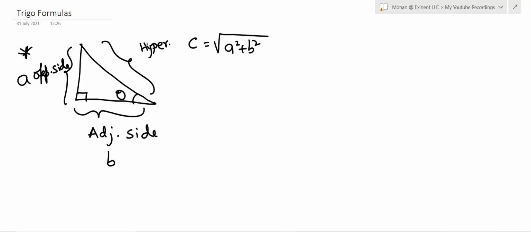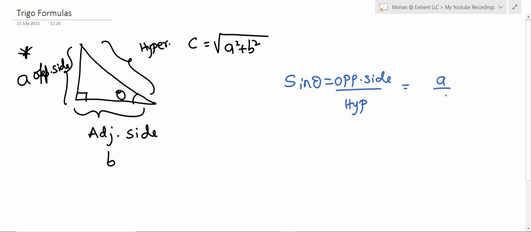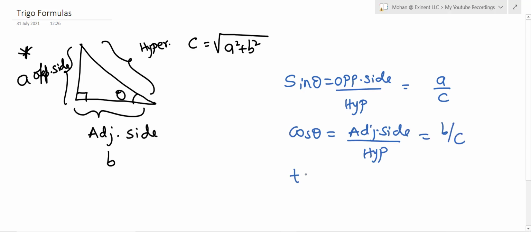Okay. Now, what is sine theta? Sine theta is nothing but opposite side divided by hypotenuse, which is A by C. And what about cos theta? Cos theta is nothing but adjacent side divided by hypotenuse, which is B by C. And tan theta is, of course, opposite side divided by adjacent side. That will become A by B.